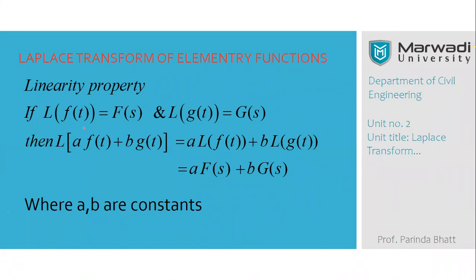If Laplace of f(t) is equal to F(s), we know that when we apply the Laplace transform on the function of t, we get F(s). In the same way, Laplace of any other function g(t) gives capital G(s). Then Laplace of a into f(t) plus b into g(t): a is taken common, outside, Laplace of f(t) plus b Laplace of g(t). Therefore, a into F(s) plus b into G(s), where a and b are constants. For example, so you can understand better.